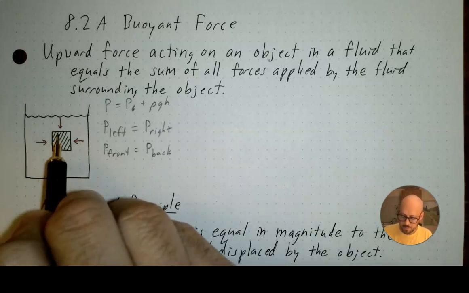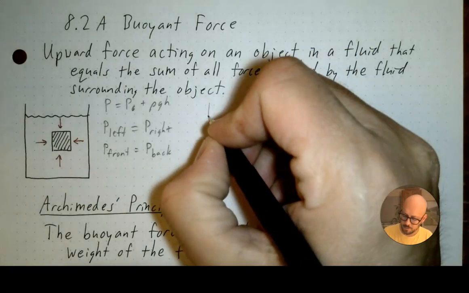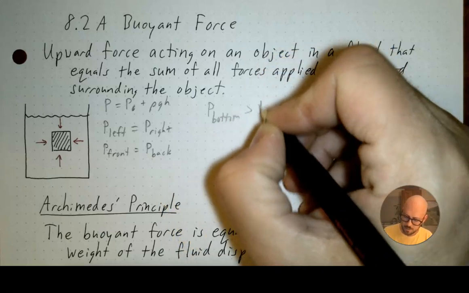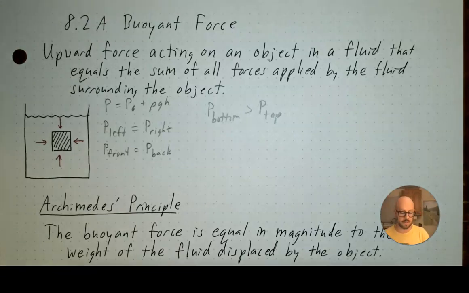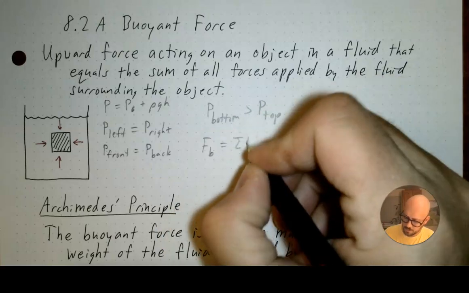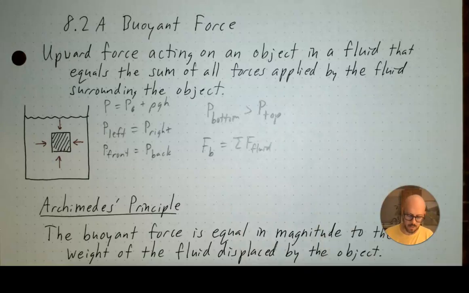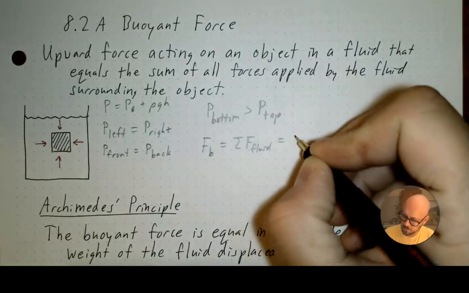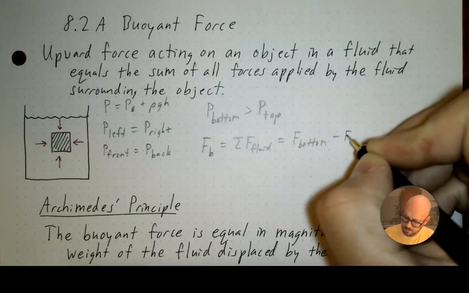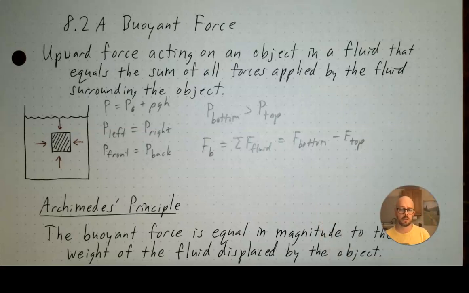However, again, because pressure does increase with depth, the pressure exerted on the bottom has to be greater than the pressure exerted on the top. And so it's that difference in pressures that actually causes what we know as the buoyant force. The buoyant force is essentially, as it says, the net force due to the fluid. And so that is going to be equal to the force exerted on the bottom minus the force exerted on the top. And so we're just going to explore what that looks like as it depends on the properties of the fluid.